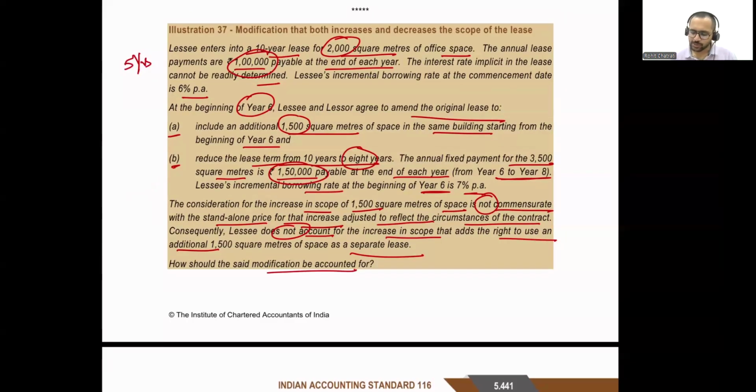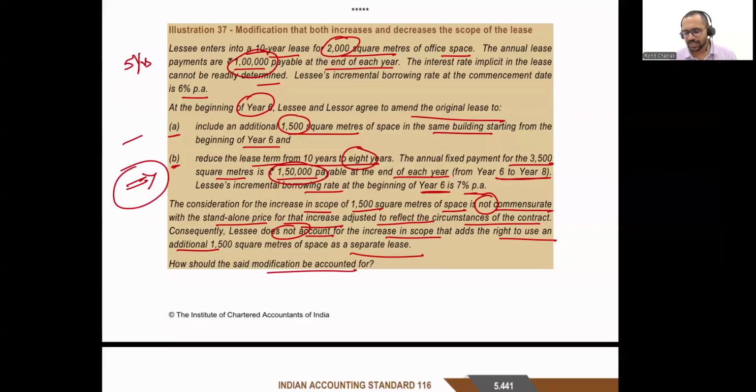Now, what we would do is we would first deal with the reduction in lease term. Where there is a decrease in lease term, we would first calculate the amount of ROU asset that needs to be derecognized. We'll calculate the amount of lease liability that needs to be derecognized. We are going to calculate a gain or loss on derecognition. So with that, we'll be done with the reduction in lease term.